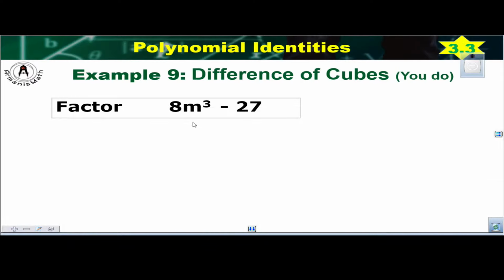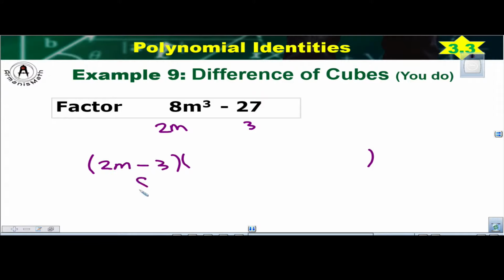Okay, so can somebody tell me what's being cubed here? The 2, and what else? The 2m is being cubed, right? 2m times 2m times 2m. And how about the 27? What times itself 3 times gives you 27? The 3 is. Okay, so basically I have 2 parentheses. This is a 2m minus 3.